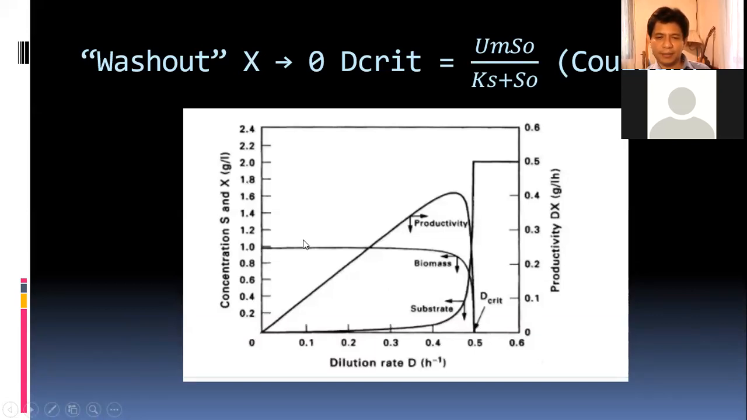Yun namang biomass, eventually, bababa siya hanggang ma-wash out, hanggang maging zero. No? Magiging zero yung biomass concentration. Mauubos na yung microorganism dun sa chemostat. Okay?